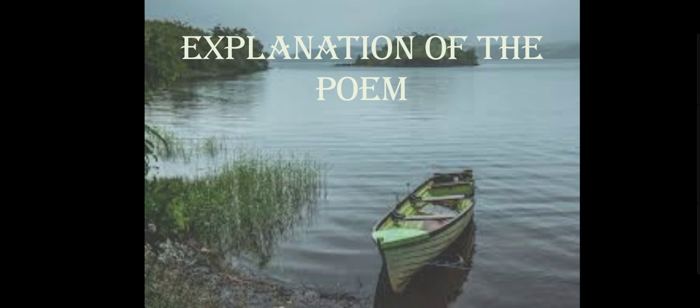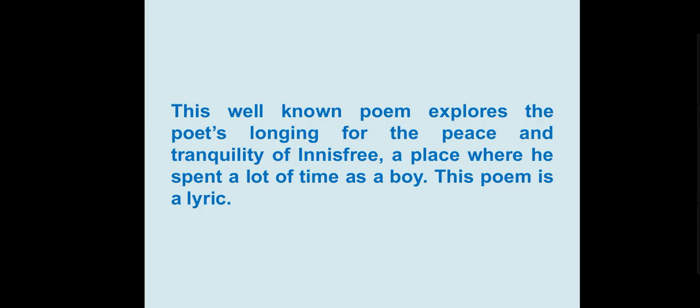Let's start an explanation of the poem. This poem consists of 3 stanzas and a total of 12 lines. 4 lines of a stanza is called a quatrain. So this poem consists of 3 quatrains.